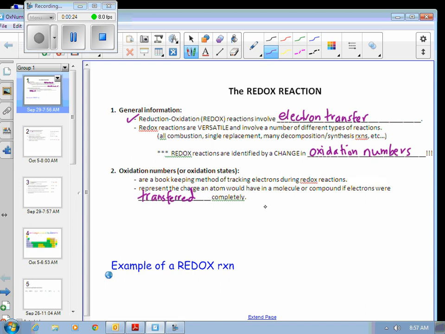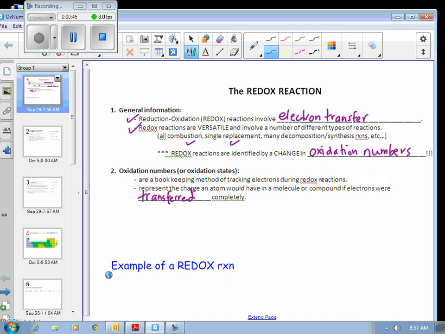Now redox reactions are actually not new at all. We've been talking about them all along, we just haven't used this term before. All combustion, all single replacement, no exceptions, lots of decomposition and synthesis reactions, and even some double replacement reactions are actually redox reactions. Okay, now how are we going to identify which ones are redox, which ones are not?